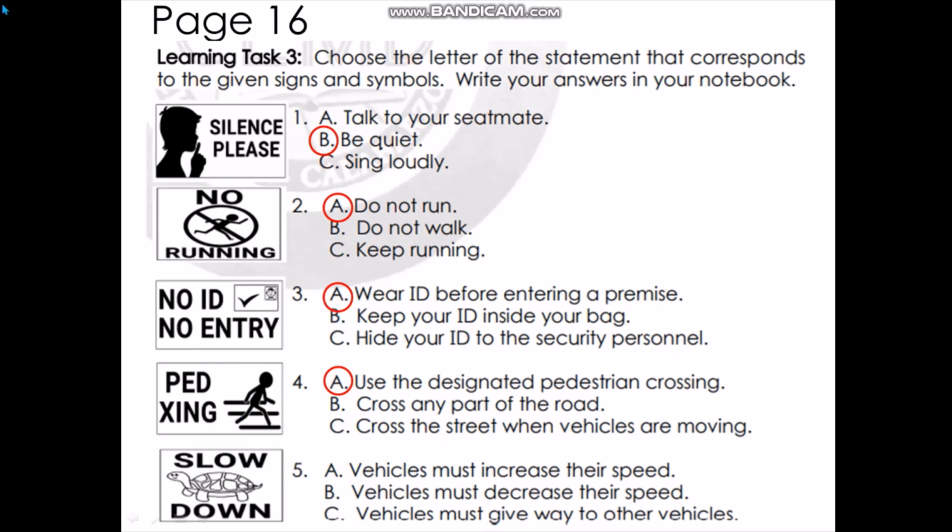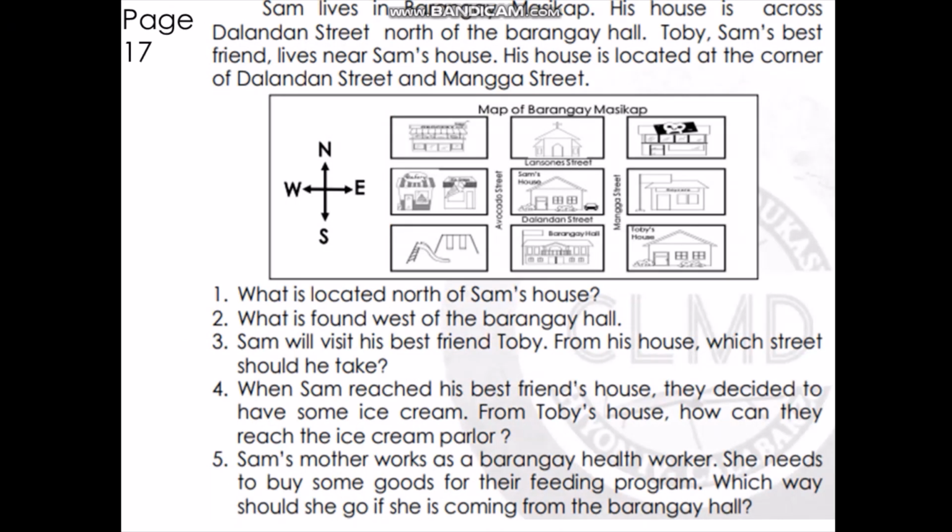Number 5, slow down. It means that letter B, vehicles must decrease their speed or slow down, in other words. So if you got 5, very good. Now, let's answer page 17, answers only on your paper again.